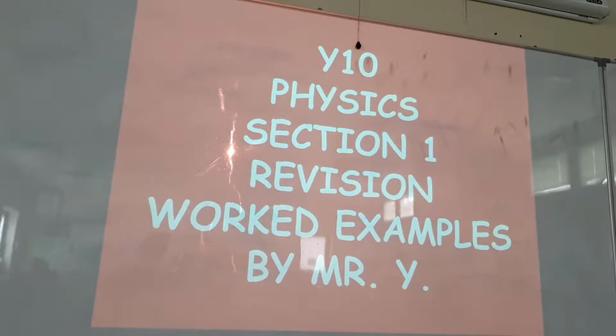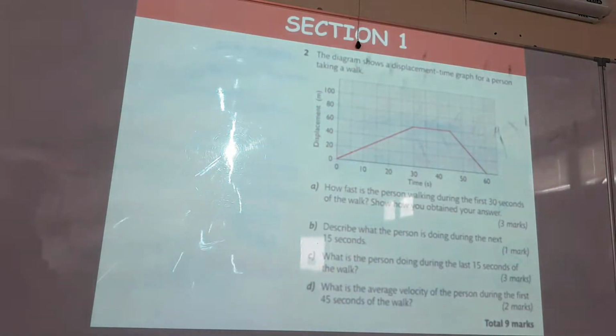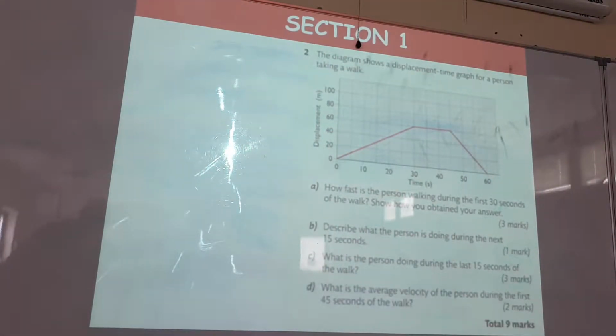Hello, welcome to another episode of our Year 10 Physics Revision, and this time around we're focusing on Section 1. And the first question we're going to look at is this: Section 1 question on a distance or displacement time graph for a person taking a walk.